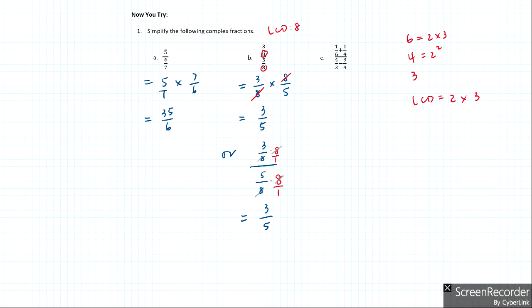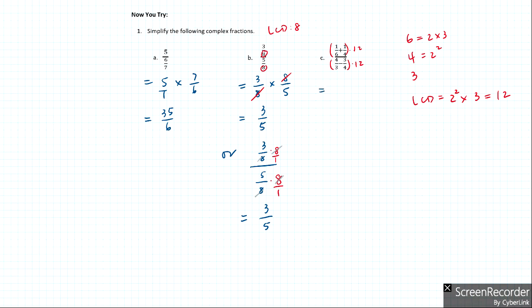The highest degree of 2 that showed up in the factorization is from 4, which is 2 squared, and 3 showed up once in the factor of 6 and once in the factor of 3, so the highest degree of it is just to the first degree. Altogether, that gives us a least common denominator of 4 times 3, which is 12. Once we recognize that, we're going to multiply everything by 12. Make sure you put parentheses around the original numerator and denominator, just so you remember to distribute 12.